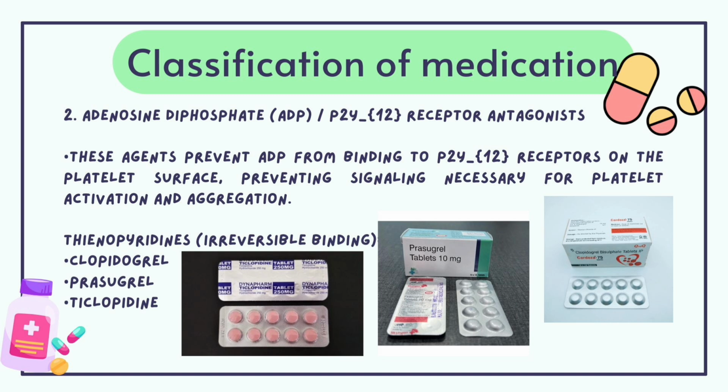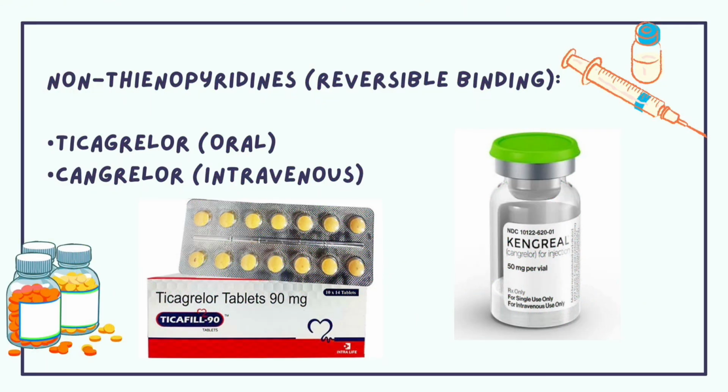These drugs block ADP from binding to P2Y12 receptors on the platelet surface. Under the thienopyridine subclass, which binds irreversibly, we have clopidogrel, prasugrel, and ticlopidine. Meanwhile, under the non-thienopyridine subclass, which binds reversibly, we have ticagrelor and cangrelor.